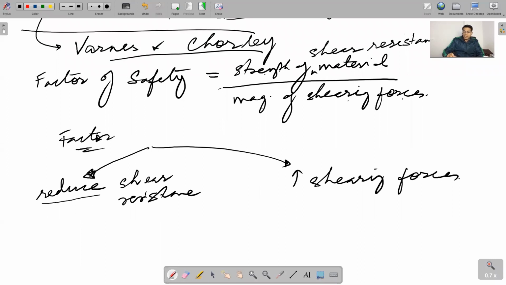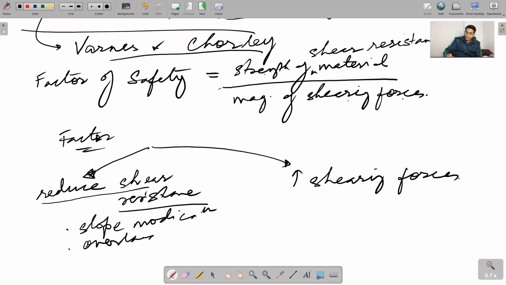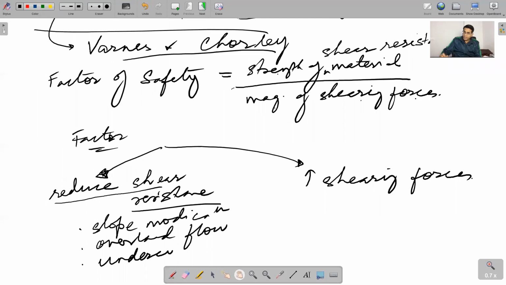So what are the factors that reduce shear resistance? We have slope modifications. Reduction of shear resistance can also be because of overland flow. It can be because of undercutting. If there is some kind of slope and there is undercutting, that can increase vulnerability. Think of this as a mountain and somebody has dug up this part here. If this part gets dug up, it's undercutting, so this slope now becomes vulnerable to collapse. So undercutting also. And what are the forces that increase the shearing?